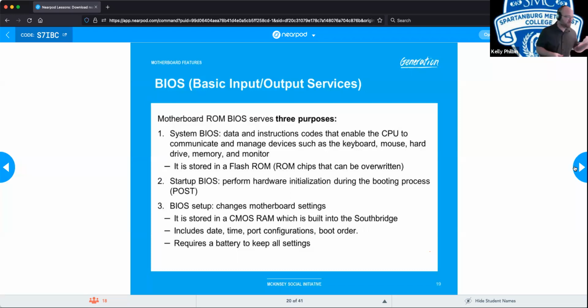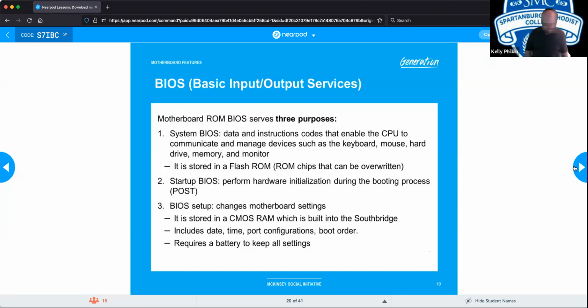And then it requires that little watch battery to keep all settings in there. And if that battery fails, then all the settings you make, like where to go look for operating systems, the time and date, the plugins and drivers and stuff for all your peripherals, all that gets lost, and you have to redo all that stuff.